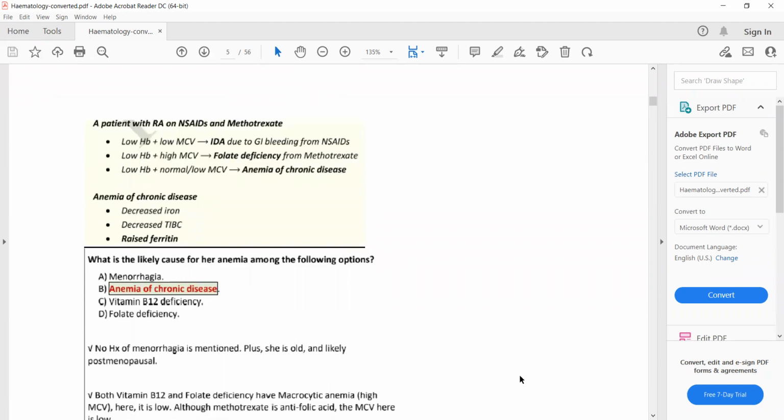So there are three scenarios that can be present in a patient with rheumatoid arthritis who is on NSAIDs and methotrexate. Low HB, low MCV: the cause will be GI blood loss due to NSAIDs. Low HB, high MCV: the cause will be folate deficiency due to methotrexate. And low HB and normal MCV: the cause will be anemia of chronic disease.